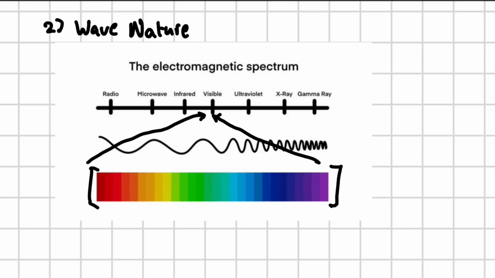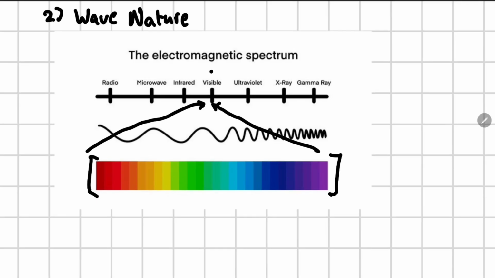As we move to the right of the visible light spectrum, the wavelength becomes shorter and shorter. We move on to ultraviolet light, then X-rays, and then gamma rays, which are the shortest wavelengths in any form of light. Moving to the left of visible light, we move on to infrared, which is a longer wavelength. We then move on to microwaves, which are an even longer wavelength, and we move on to radio waves.